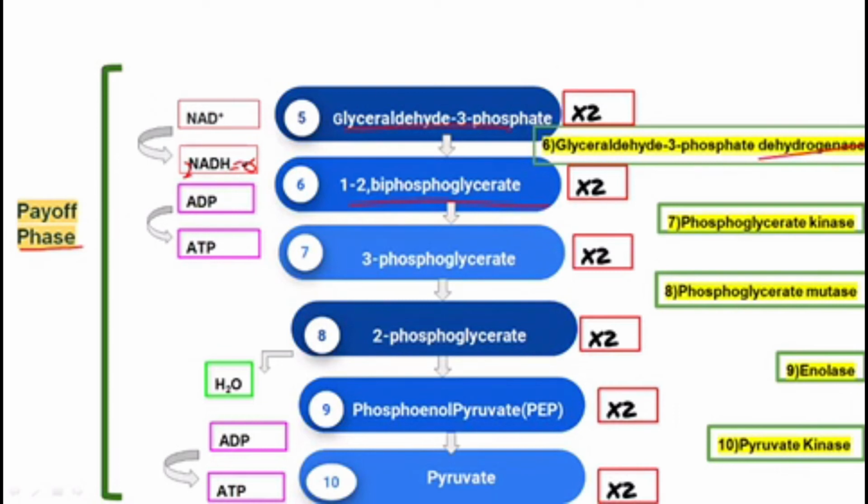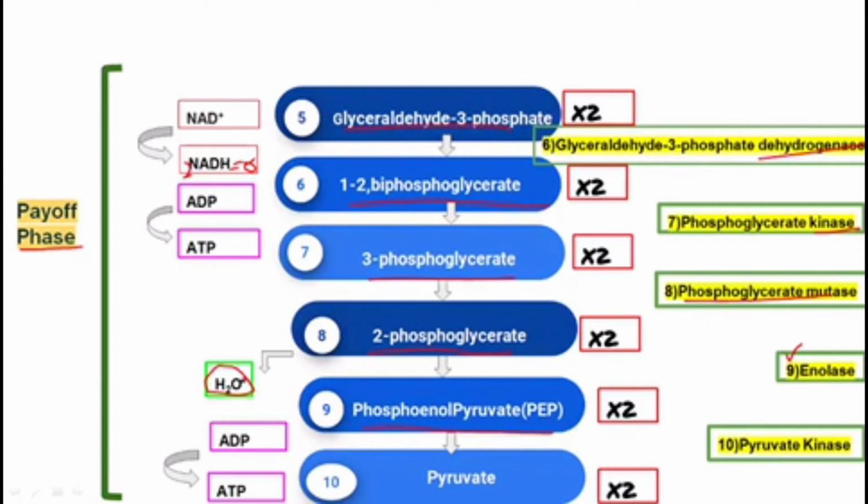Here also conversion of energy is taking place, so here also we are using a kinase enzyme, which is phosphoglycerate kinase. In the next step, 3-phosphoglycerate is converted into 2-phosphoglycerate with the help of the enzyme phosphoglycerate mutase, because mutation is taking place. In the next step, 2-phosphoglycerate is converted into phosphoenol pyruvate, also known as PEP, with the help of the enzyme enolase. And in this step, H2O is removed.